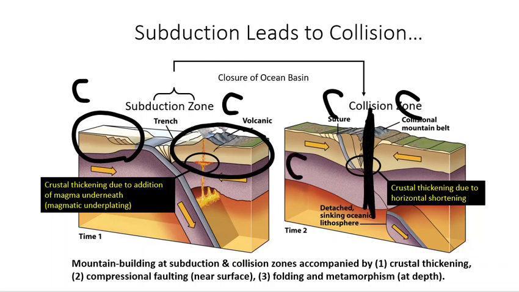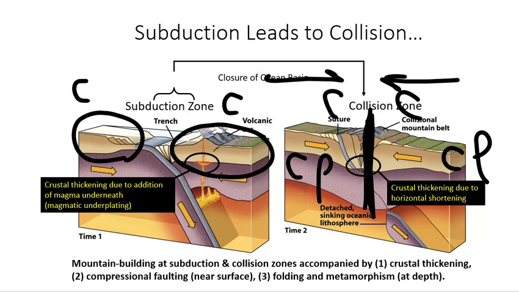So we have a continental plate here, and we have a continental plate here, and where they meet, we have plate convergence, but not plate subduction. And that's just another way of describing continent-continent convergence that we refer to as plate collision.